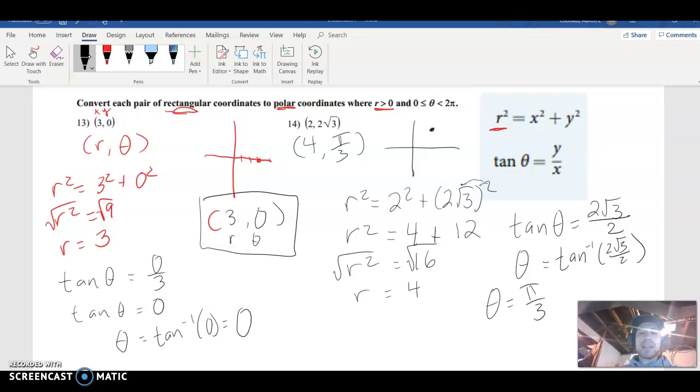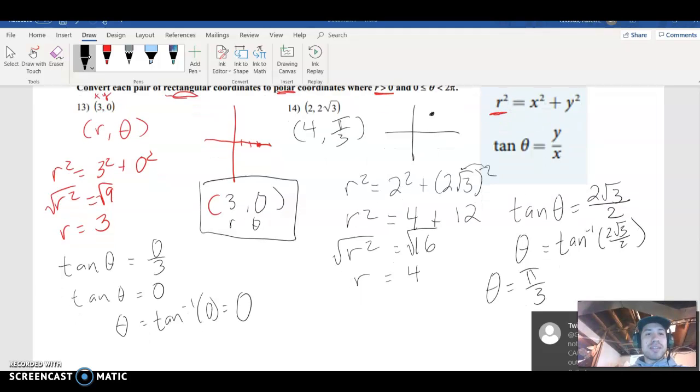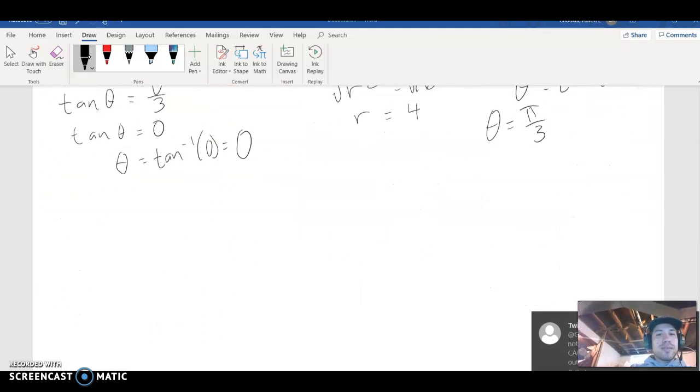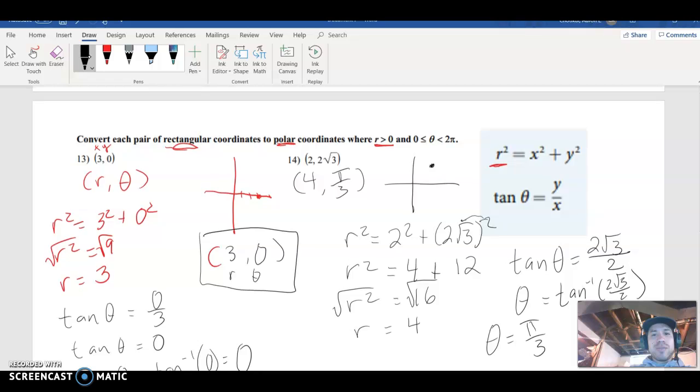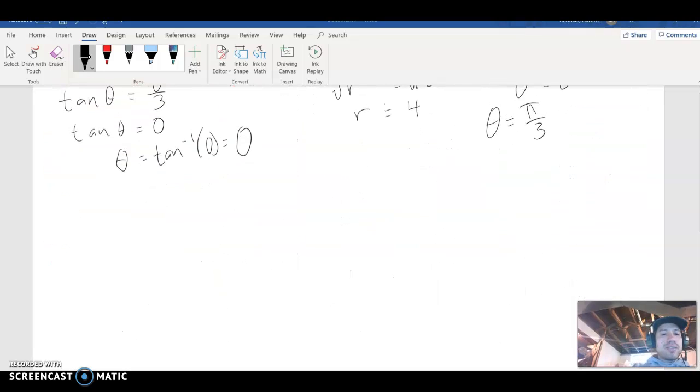Let's look at one more here. I'm going to modify one of the problems we have here. We're going to look at the coordinate, very similar to the one we did before. We're going to look at 2, -2 radical 3.